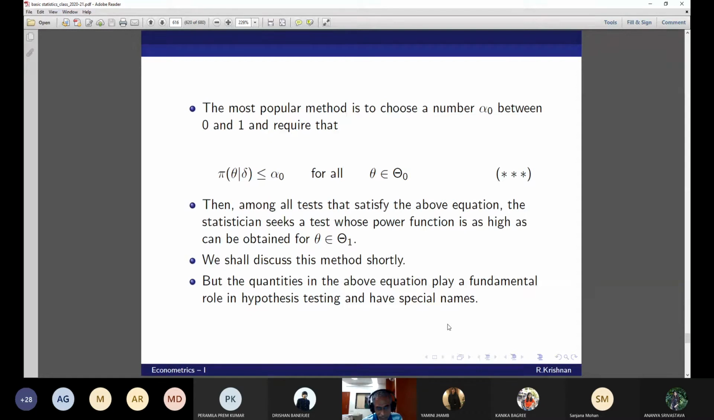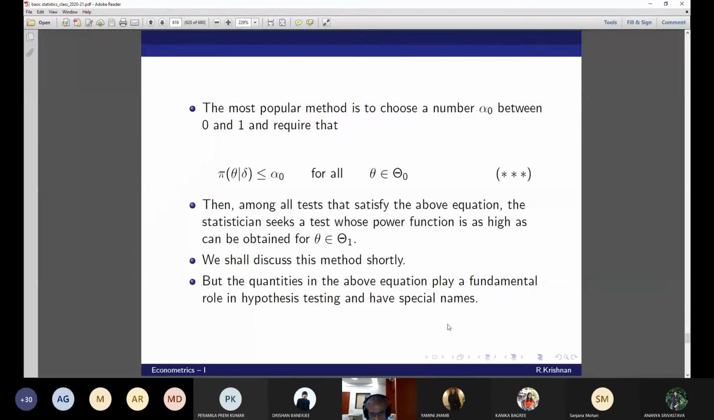The crucial statement is the second one, theta belonging to theta naught. Then among all the tests that satisfy the above equation, the statistician seeks a test whose power function is as high as can be obtained for theta in the rejection region. Okay.